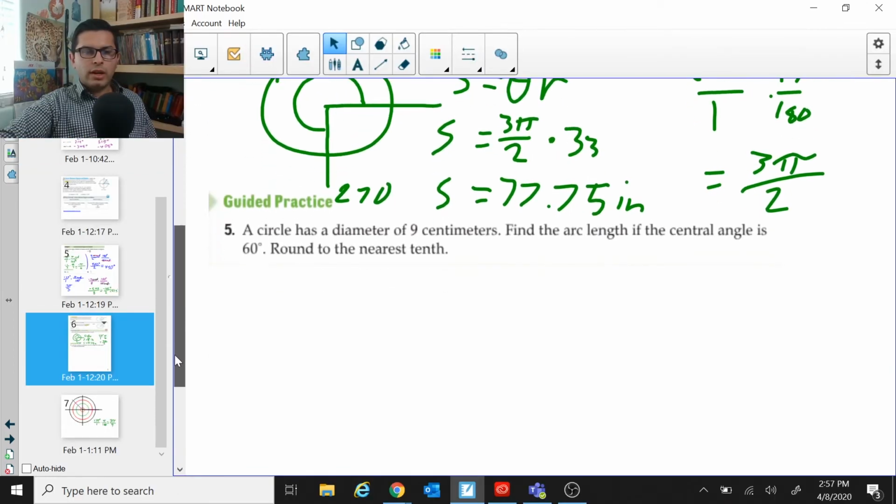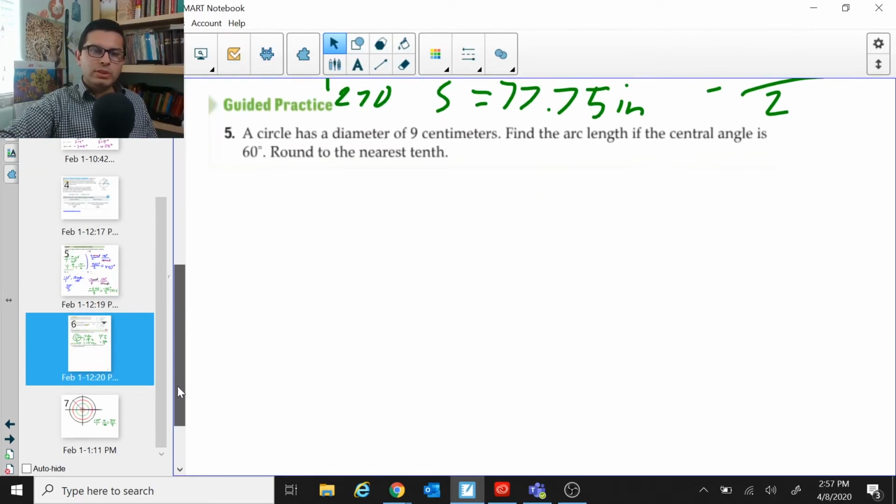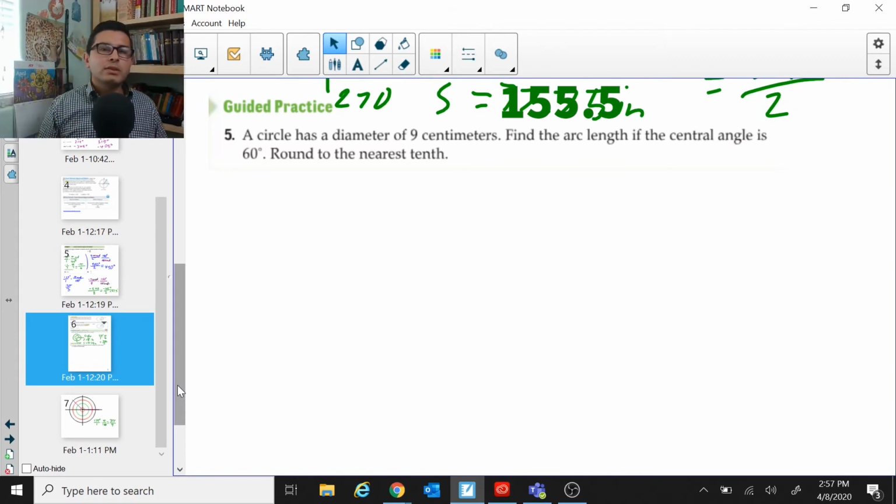Now let's try our guided practice. This is the point in the video that I would like you to pause and see if you can do this on your own. This one in particular is very important to do on your own because it is a little bit involved and there might be something that you're a little bit caught up on. So please pause the video. Now I know that you paused the video, so let us continue. A circle has a diameter of 9 centimeters. Find the arc length if the central angle is 60 degrees. Round to the nearest tenth.